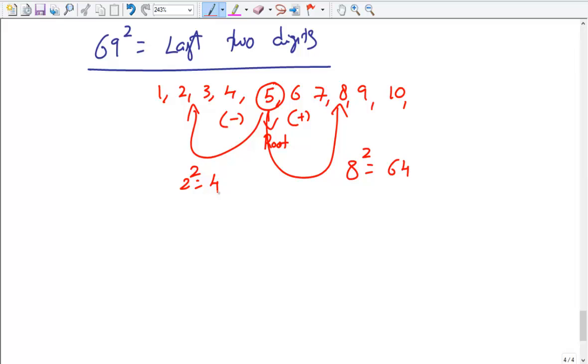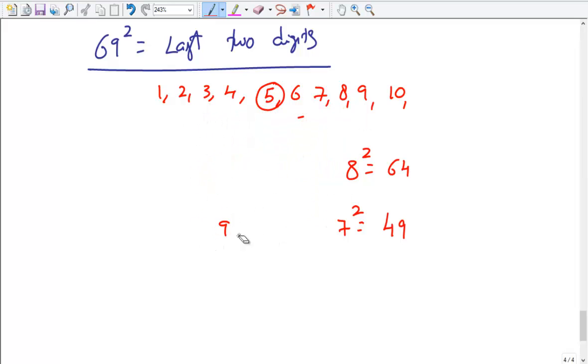Now I'll tell you why we are doing all these things. Now if I say 5 to, let's say, 9. Let's say 5 to 7. So 7 square is going to be 49, that is on the plus side. Now if I take the minus side, that's going to be 3 square, 9. Now check these two numbers. 2 square ends with 4, 8 square ends with 4, 7 square ends with 9, 3 square also ends with 9. Well, it's not only about taking root 5.